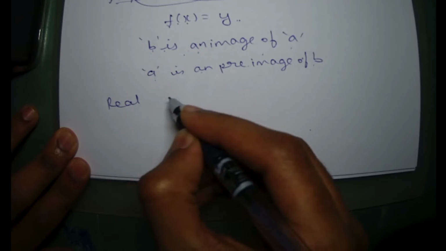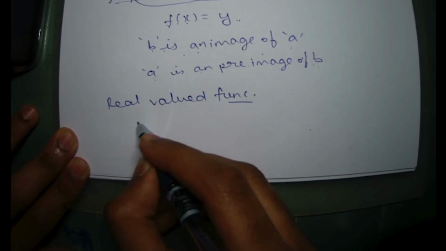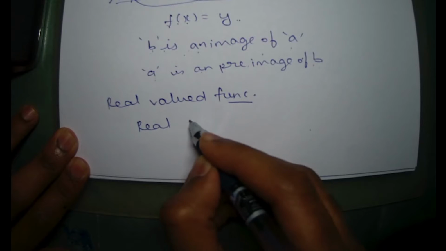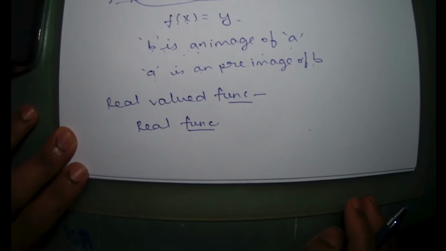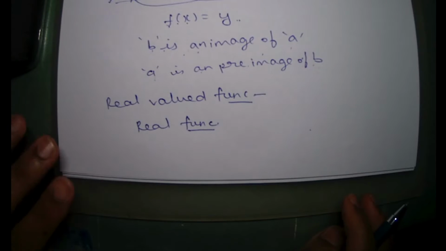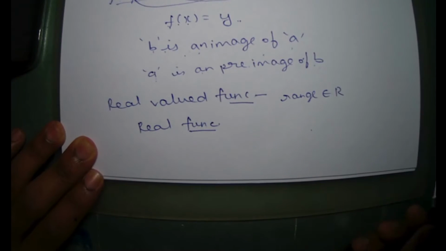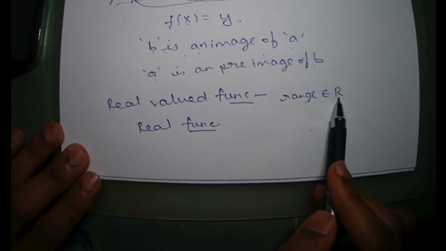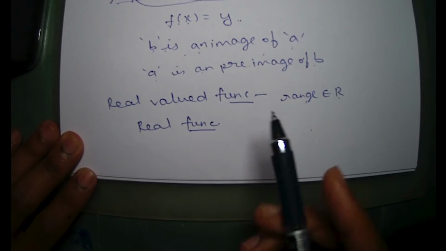Next, there are two types of functions: real valued function and real function. A function is said to be a real valued function when its range is equal to all real numbers. So if we have a function where the range is equal to all real numbers, then we can say that function is a real valued function.